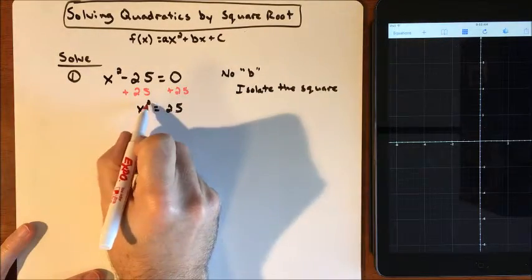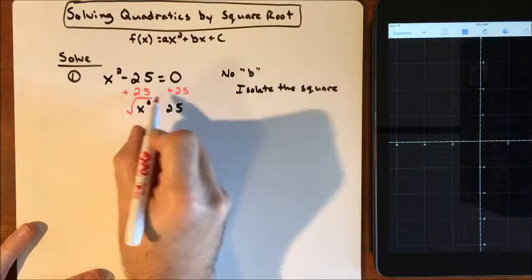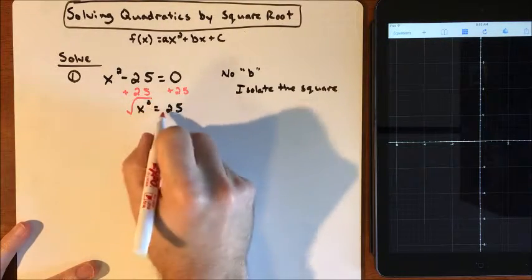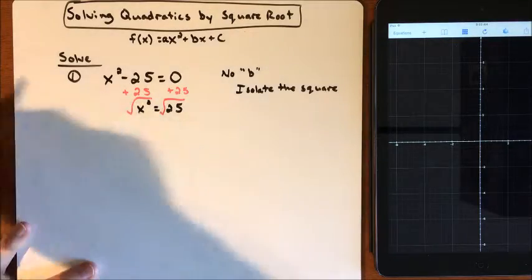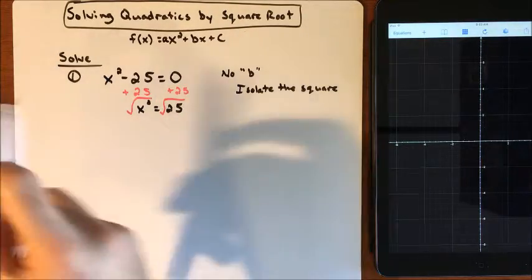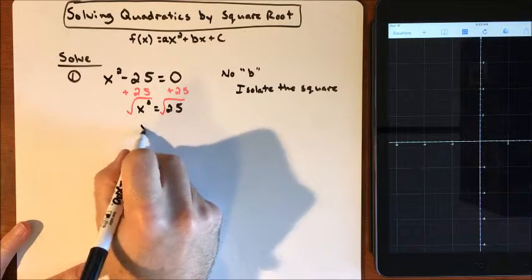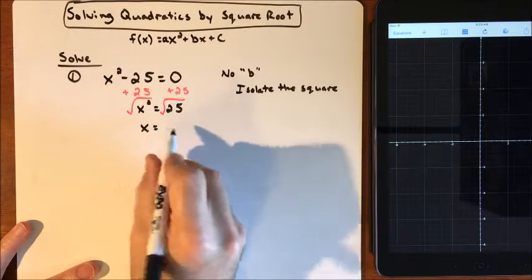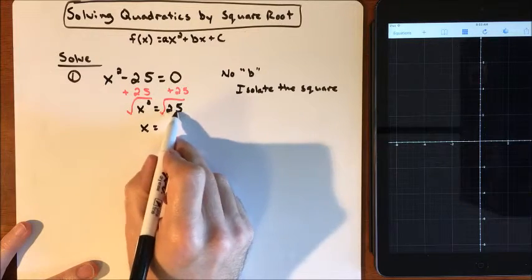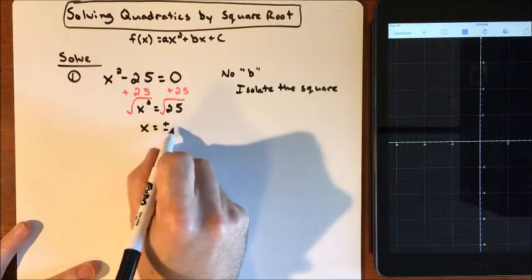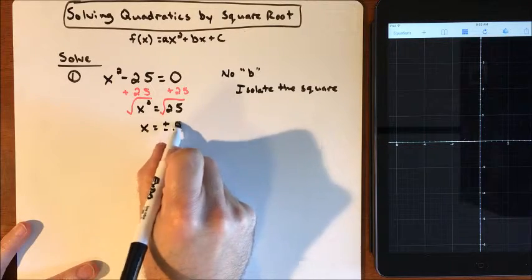Then we're going to try to get rid of the square. To get rid of the square, we'll square root both sides. Squares and square roots undo each other, so that'll leave us with just an x, and that's going to equal the square root of 25, which is 5. But because we brought in the square root, we'll always get two answers. So it's a plus or a minus 5.